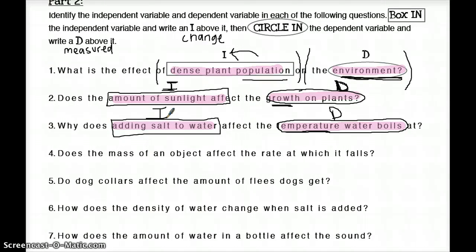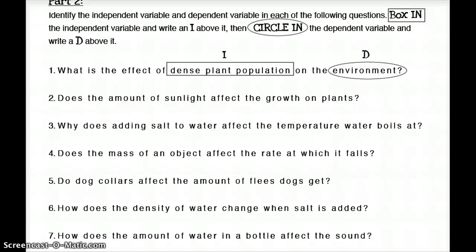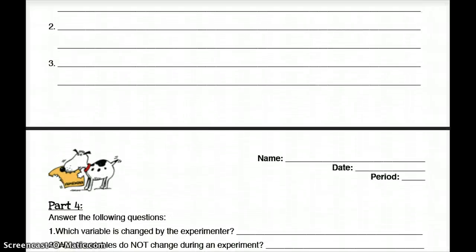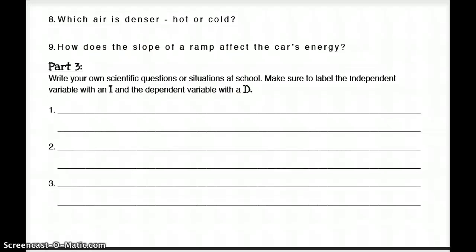So now the only other thing that you have here is the bottom part, which is dealing with writing situations at school and labeling the independent and dependent variables. So with these you can do things like, does studying every night affect test scores? Studying every night would be what you actually change. And the test scores is what it's affecting, so that's what we would measure.